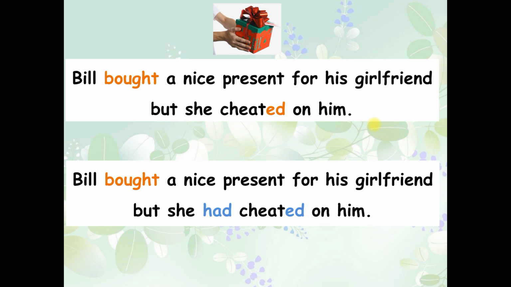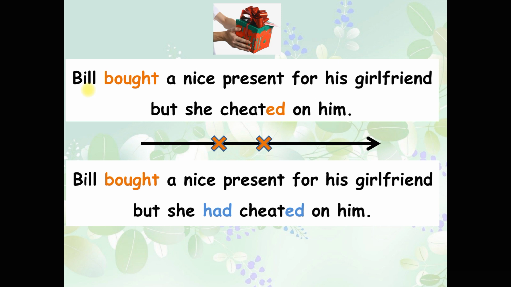And now I will show you two examples of almost the same sentence. But as you can see, in the first sentence we are using two past simple forms. And in the second sentence, the first form is in the past simple and the second is in the past perfect. In the first situation, Bill bought a nice present for his girlfriend, but she cheated on him. What we want to say is that Bill bought a present in the past, and after that, his girlfriend cheated on him. It happened after he had bought a present.